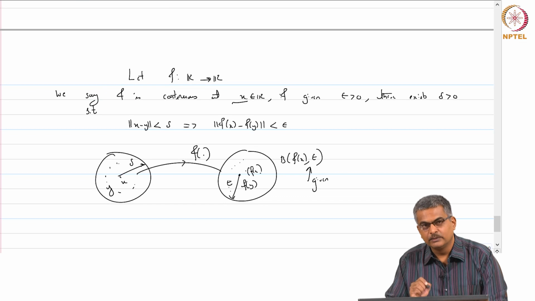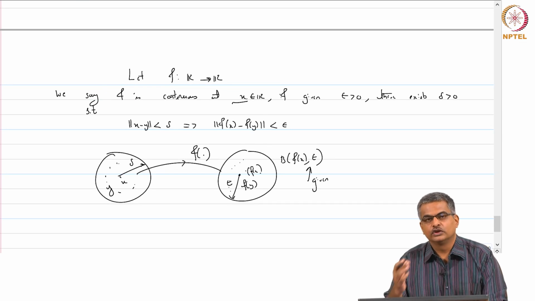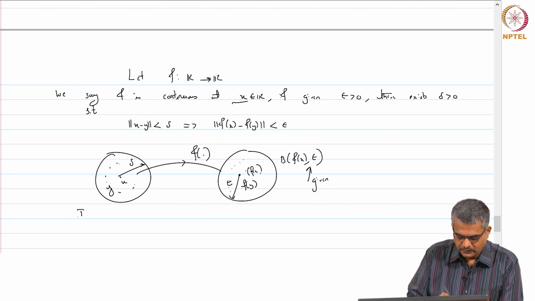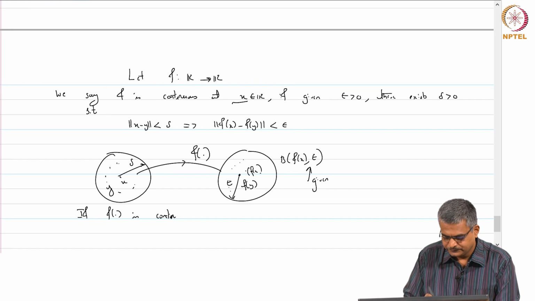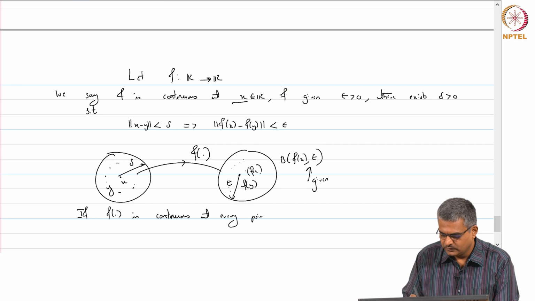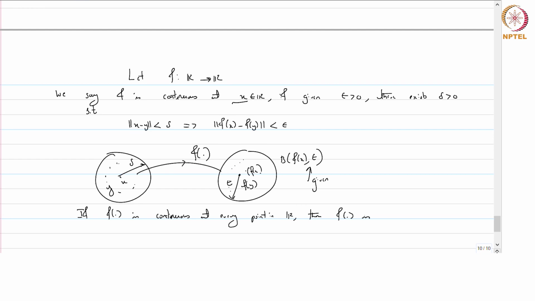If it holds for every point in the real line, then f is said to be continuous over the real line, right. If f is continuous at every point in R, then f is said to be continuous over the real line, right. So, you can replace the real line by subsets of R, by intervals, closed intervals and so on.